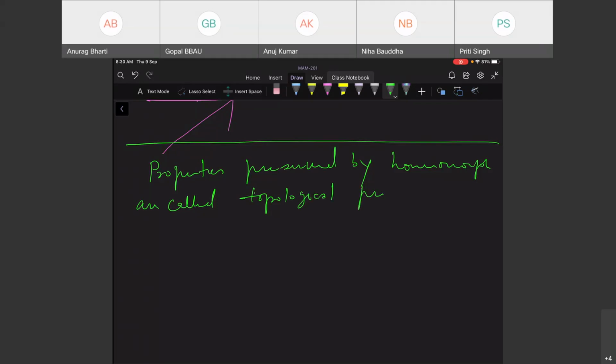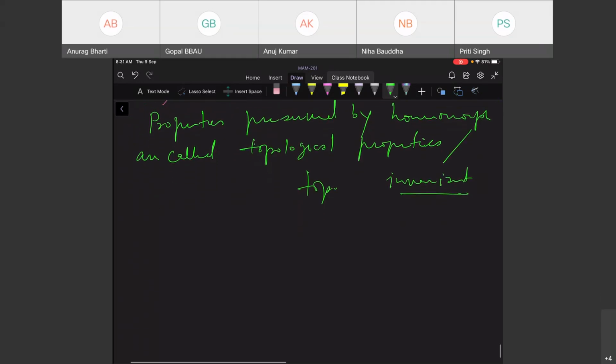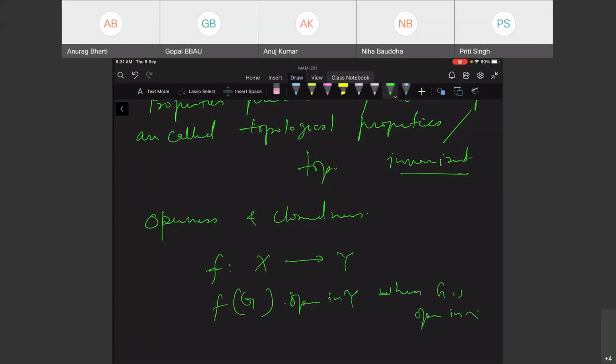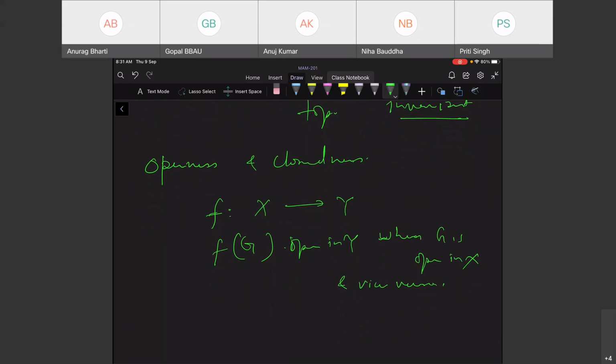Topological properties or topological invariants. You have already seen that openness and closeness are both topological properties. This means if we have two topological spaces X and Y and f a homeomorphism, then if G is open in X, then f(G) is open in Y whenever G is open in X, and vice versa. The converse is also true. Similarly for closeness.